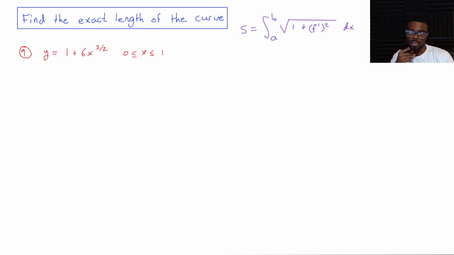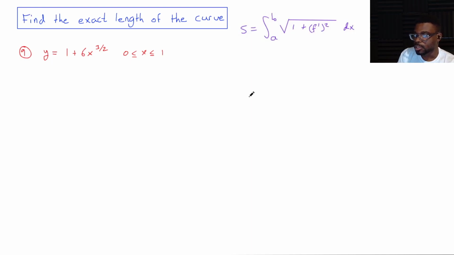All right, so we're just gonna pick up where we left off. The arc length problems that we're gonna be working on, we're actually gonna be solving for the arc length by hand instead of with a calculator. So the first problem that we have here is y equals 1 plus 6x to the power of 3 over 2. And we have to calculate the arc length from x is equal to 0 to x is equal to 1. So let's try and solve this problem.